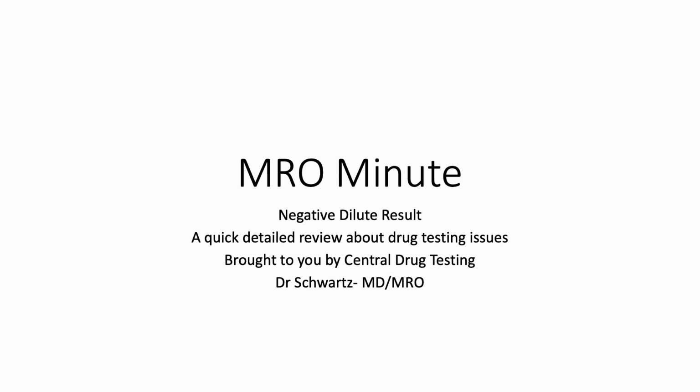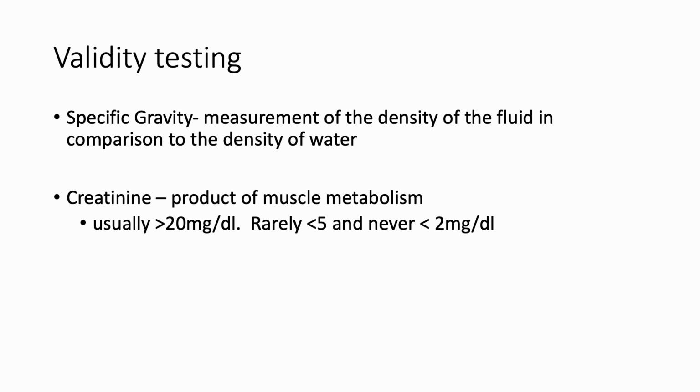Today we'll be looking at the negative dilute result, what it means, and how a company should respond to it. After a specimen is provided, there are several tests done to evaluate the sample in order to prove that it is indeed human urine. This is called validity testing. Over the years, the labs have worked to help determine which results are medically acceptable versus when a donor has specifically tried to alter the sample.